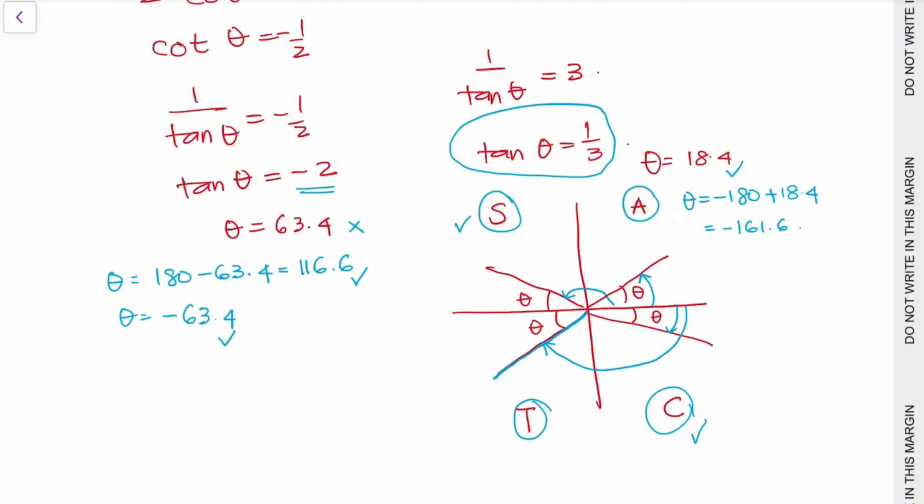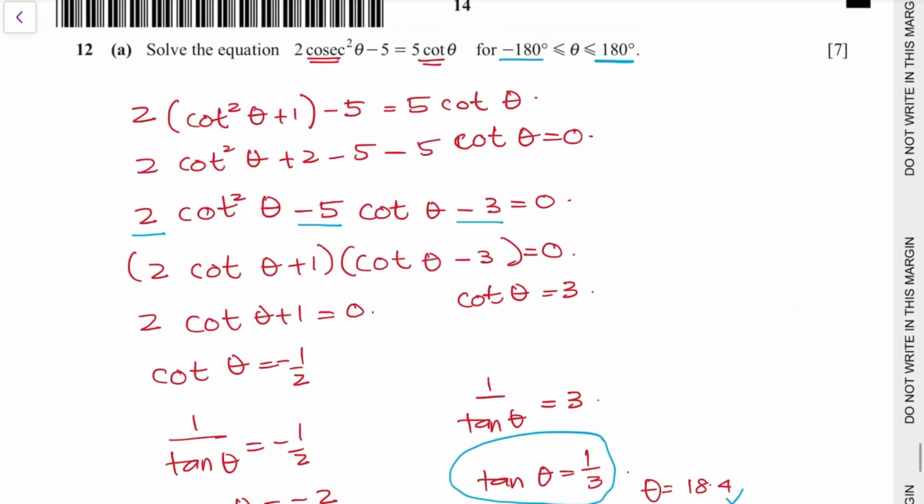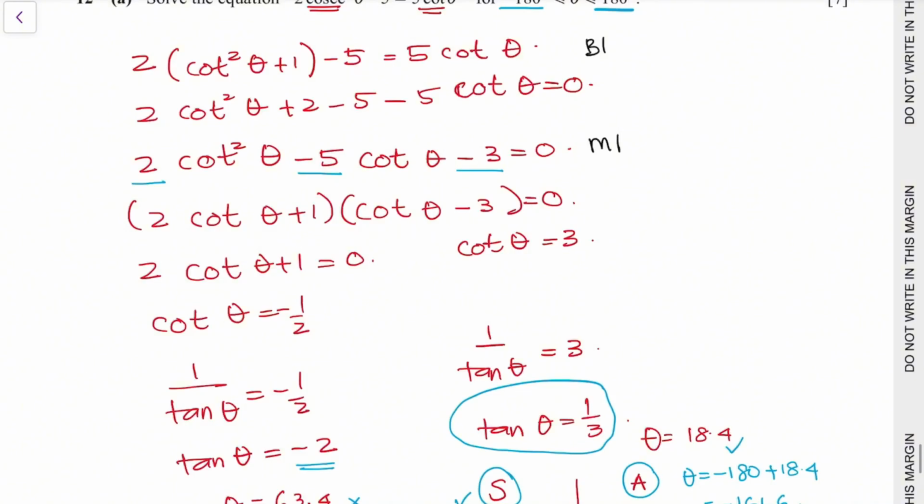So we take 18.4. The next one is negative 161.6. How do you get marks for this question? The first mark is when you are able to substitute the identity of cosecant and cotangent. That's your B1. Next mark is when you are able to get a quadratic equation. This is M1.